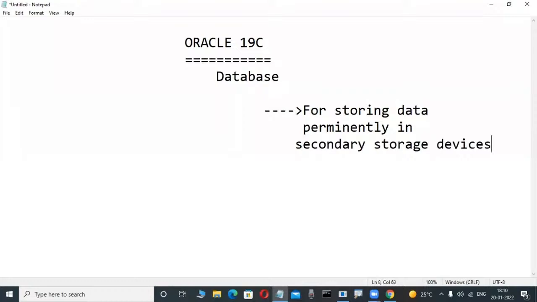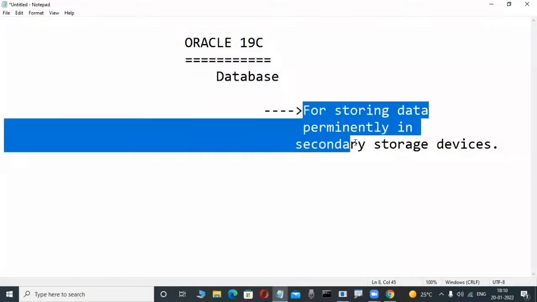Permanent. Suppose today we store our data; after 5 years, 10 years, 20 years, even 100 years, your data is still available and you can use it. That's why Oracle, a product from Oracle Corporation with some version number, is a database product, one of the popular databases. The purpose is storing data permanently in secondary storage devices.